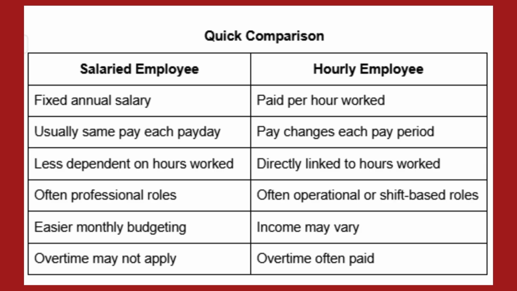If we take a quick comparison between a salaried employee and an hourly employee, you'll see in the first row a fixed annual salary under salaried employees. And on the right, under hourly employees, you'll see paid per hour worked. I'll just leave it on here for a few seconds or a minute, and you can read through it for a quick comparison for yourself as well.